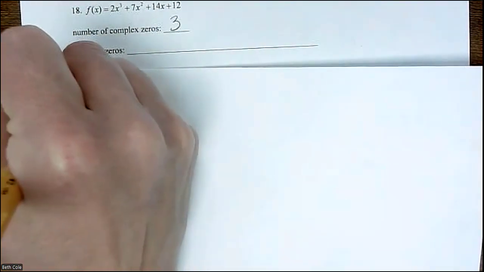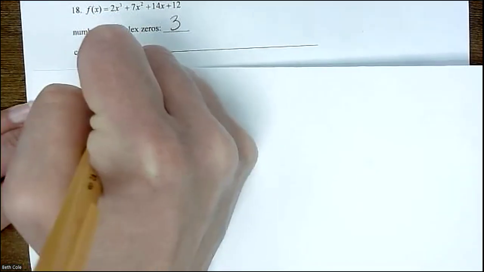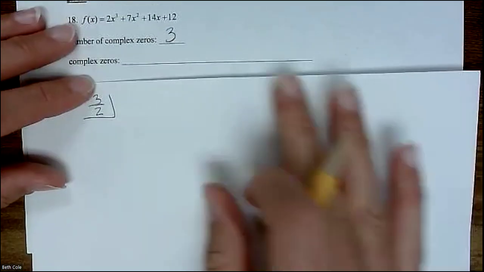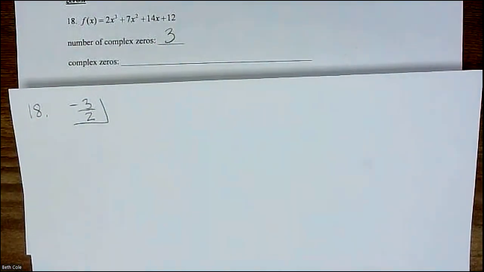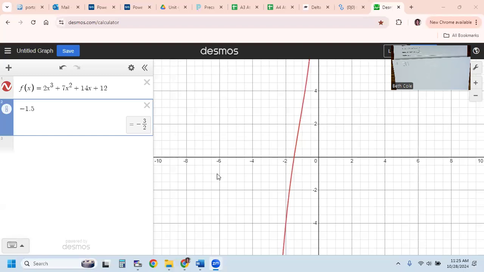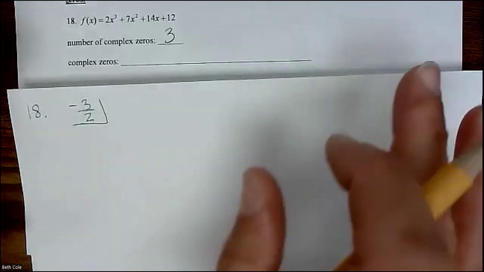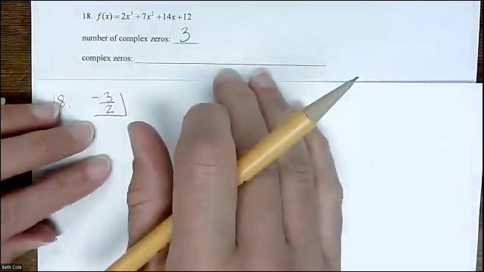All right, this is number 18. -3/2 goes in the little box off to the side. Now also, let me reshare this here. Do you see any other zeros? No, that means the other ones are going to be imaginary. Now, is our countdown in order? Are we all good? We're good.